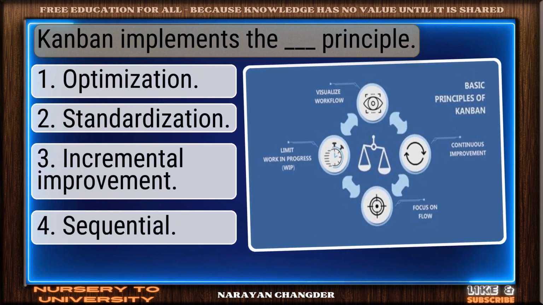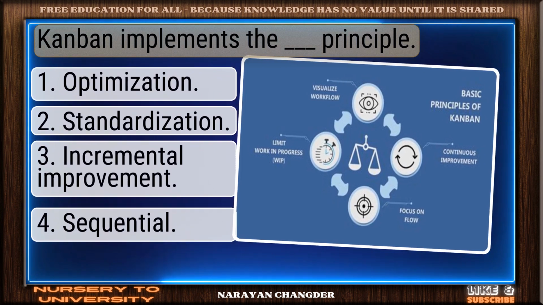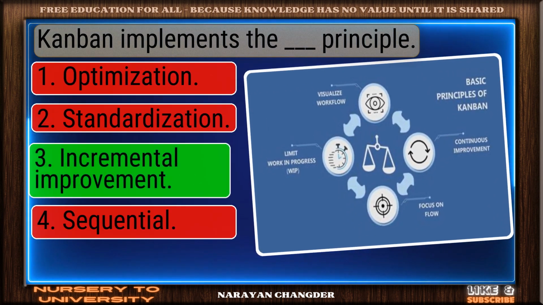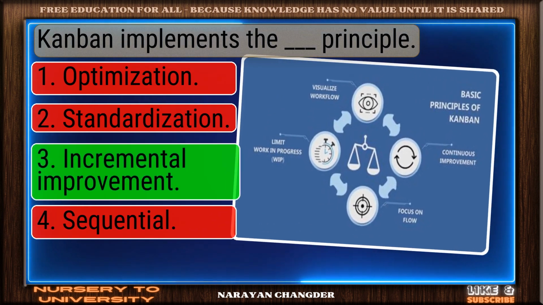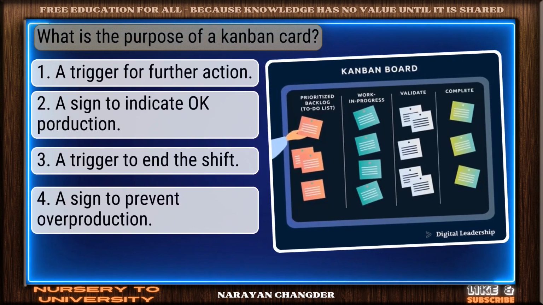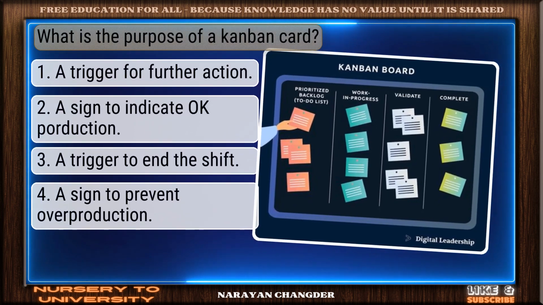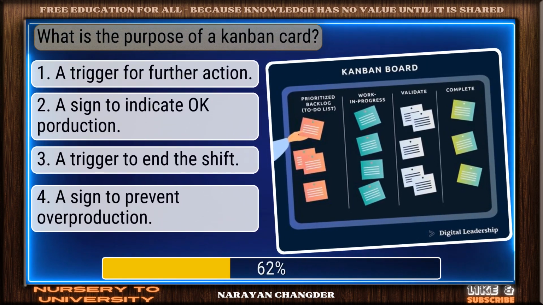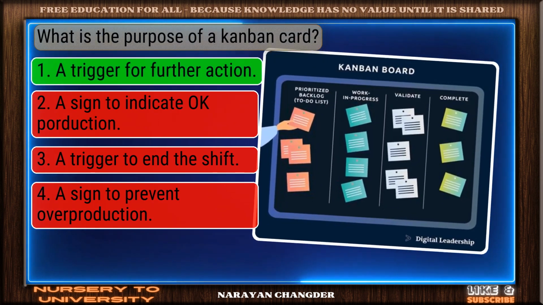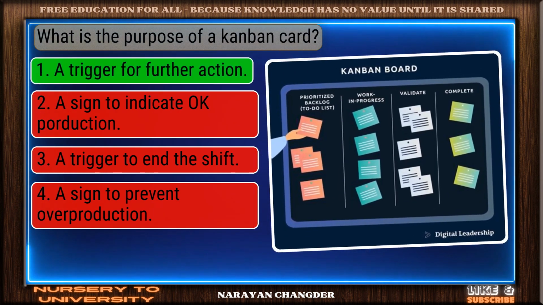Question number 17. Kanban implements the dash principle. Great job. Incremental improvement is the accurate answer. Question number 18. What is the purpose of a Kanban card? Excellent. A trigger for further action is a brilliant choice.